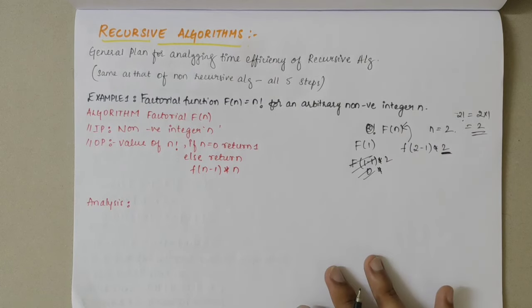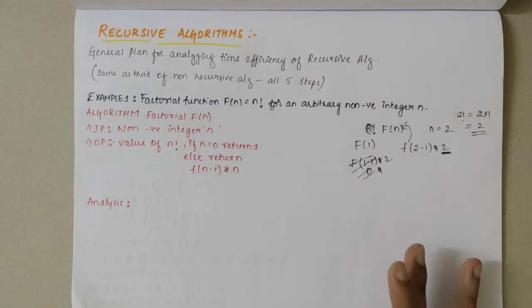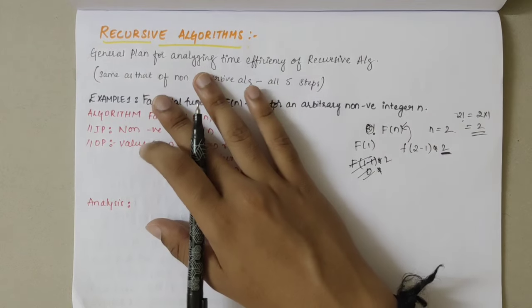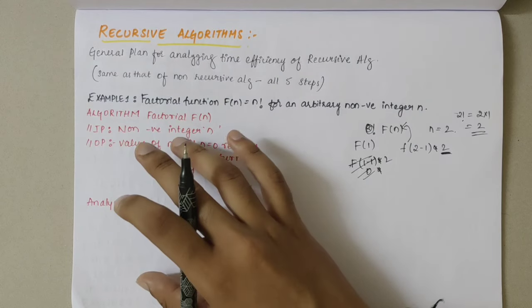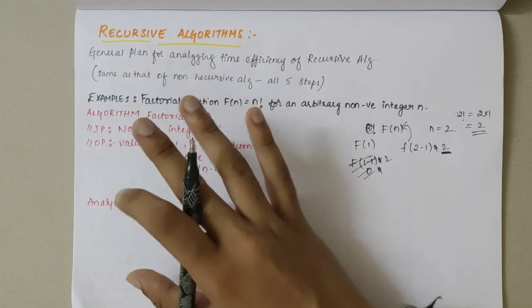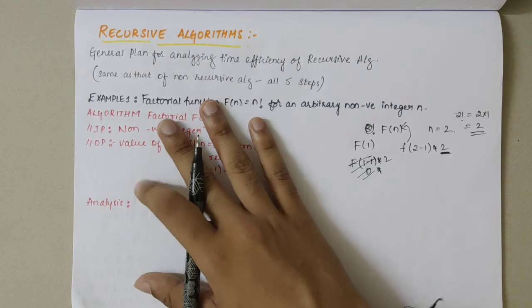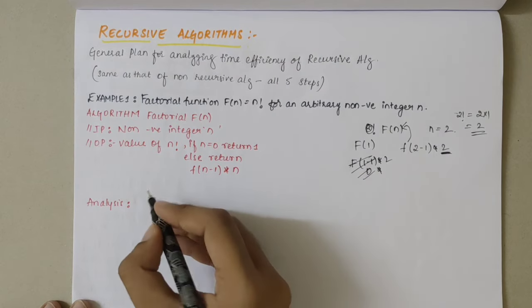Now we'll look into the analysis part. Here we'll be making use of back substitution method. In back substitution method, one difference is that in the 4th step we'll be selecting the recurrence relation with appropriate initial condition for the number of times the basic operation is being executed. So let me start with the analysis part.